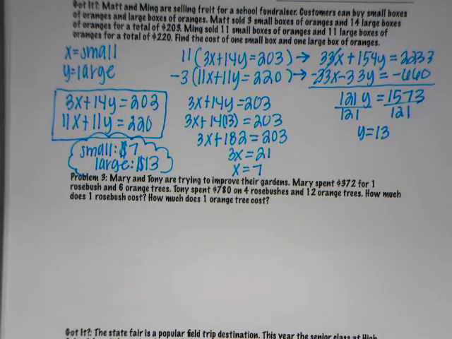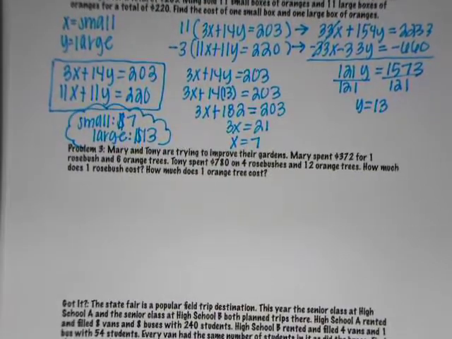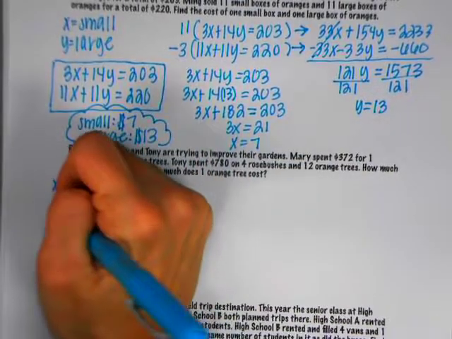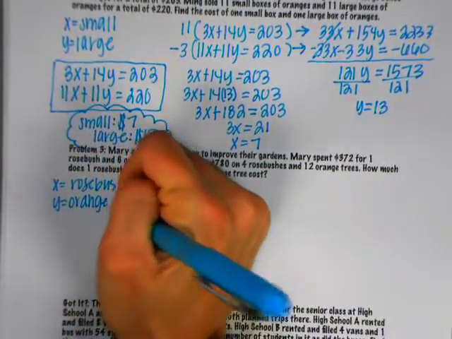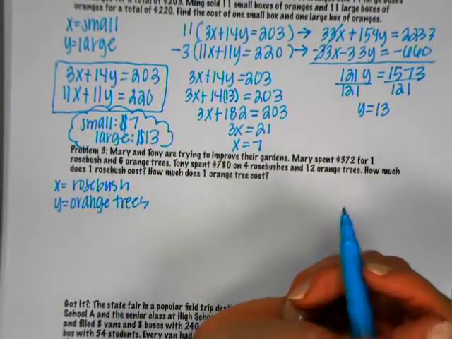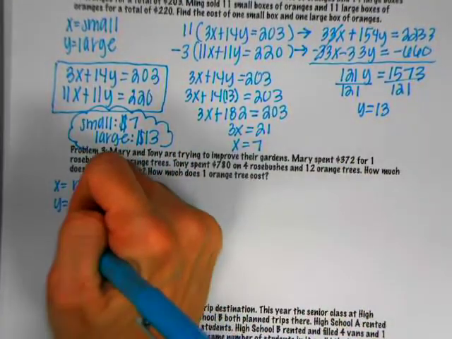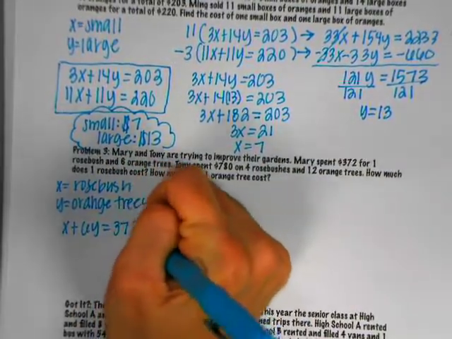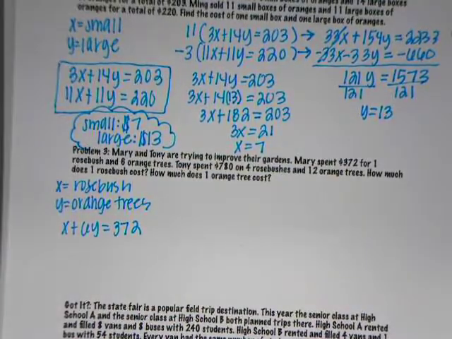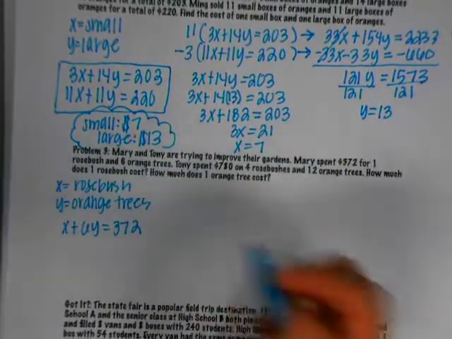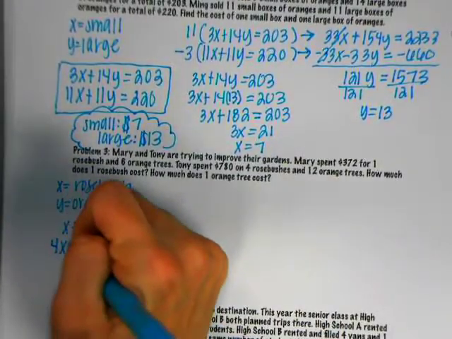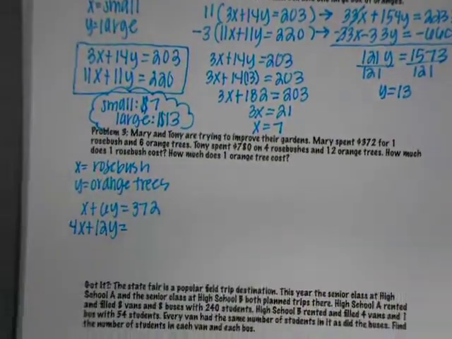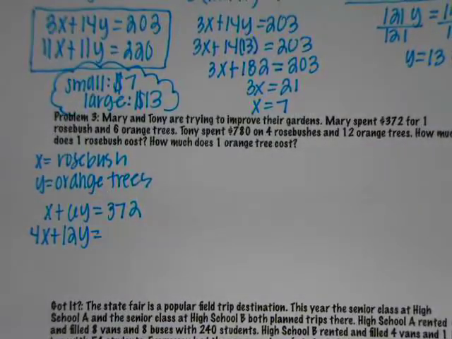All right, Mary and Tony are trying to improve their gardens. Mary spent $372 for 1 rose bush and 6 orange trees. I'm gonna make X rose bushes and Y orange trees. So X plus 6Y equals $372. And then Tony spent $780 on 4 rose bushes and 12 orange trees. So 4X plus 12Y equals 780.